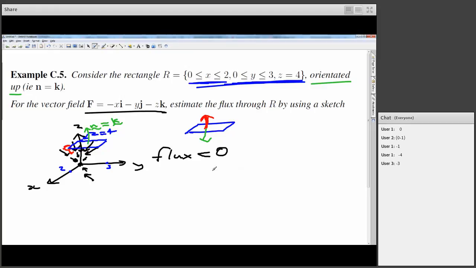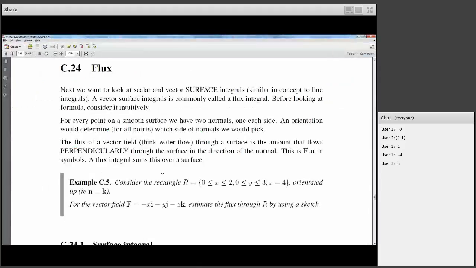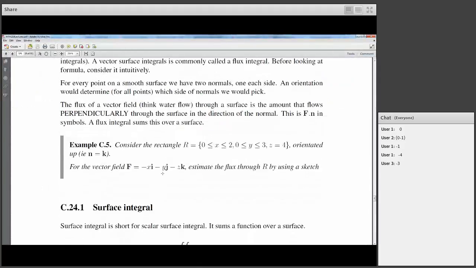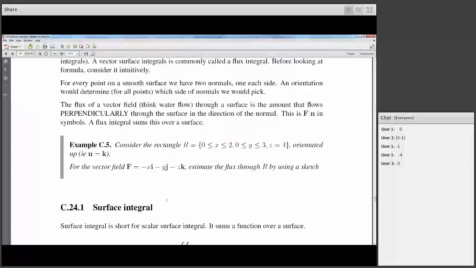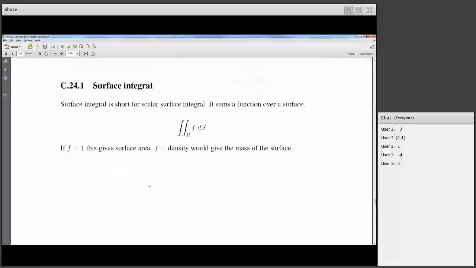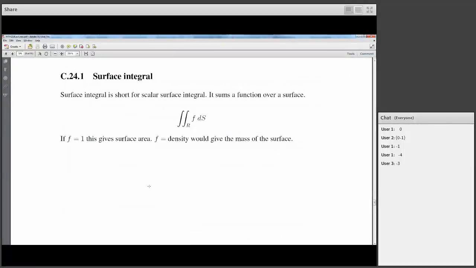Well, that's about as good as we can say for the moment. We'll work on it more accurately in a second. So that's something we'll try to do. Let's just look at some formulas. Before we work out the formula for that, let's go back. We'll look at the scalar and vector forms of a surface integral.